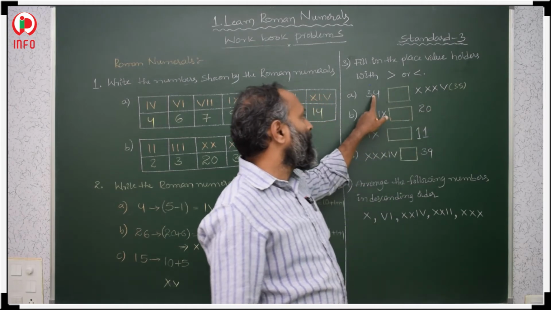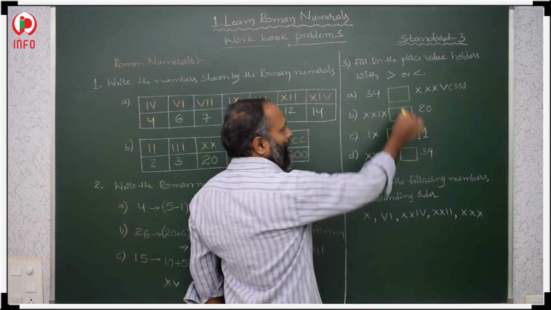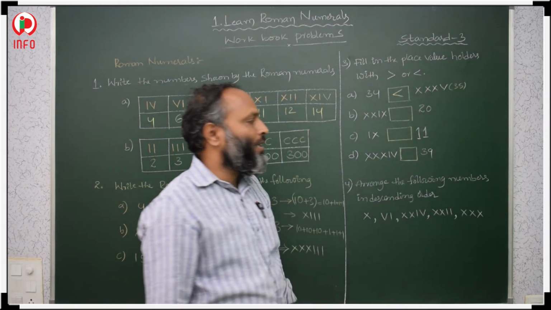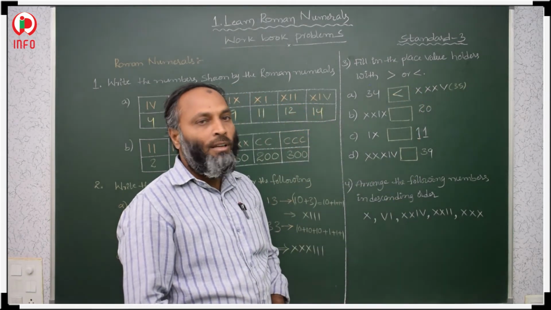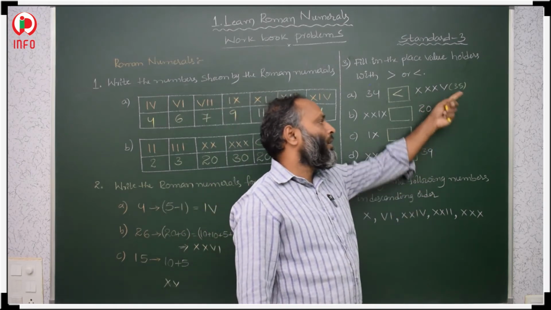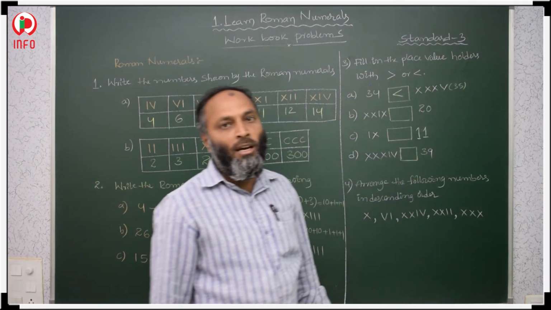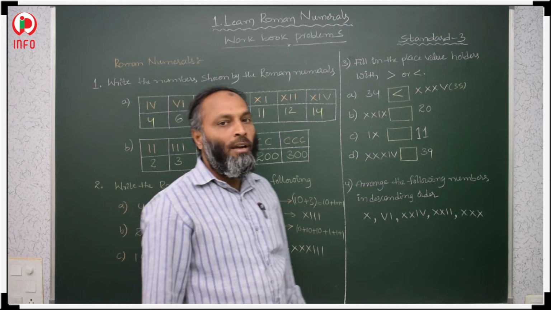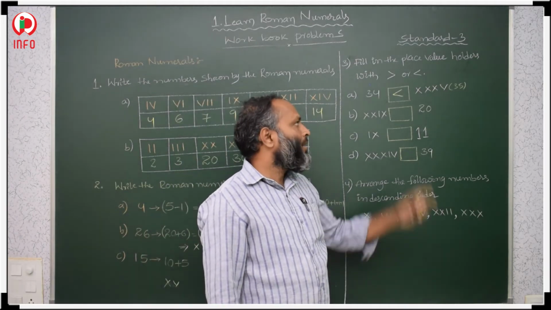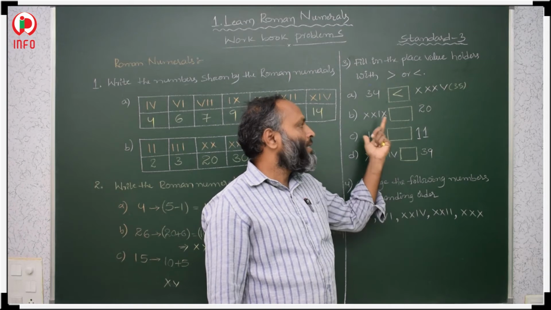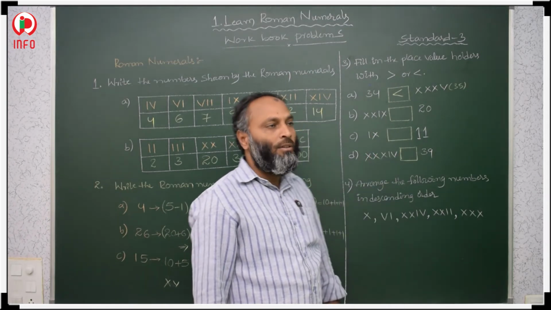It means 34 is less than 35. In that way, first we have to convert the Roman numerals into Hindu-Arabic numerals. Then after that, we have to decide which sign will come, greater than or less than. If greater than is there, then keep greater than in the holder, or if less than will come, then keep less than in the holder.